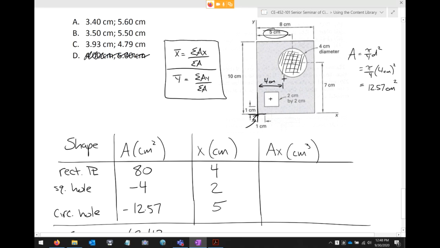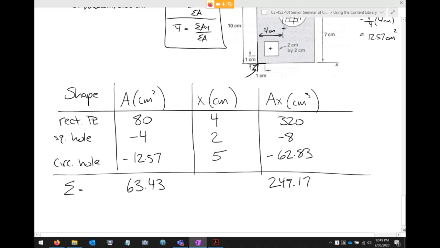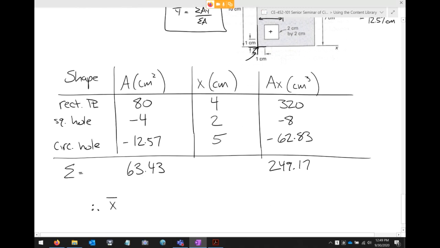And so now you just do a little bit of multiplication. 80 times 4, 320. 4 times 2, that's 8, but that's negative. And then 12.57 times 5, that comes out to 62.83, and that's negative. And so sum these up, and you get 249.17. And so therefore, x bar is the sum of ax over the sum of a.